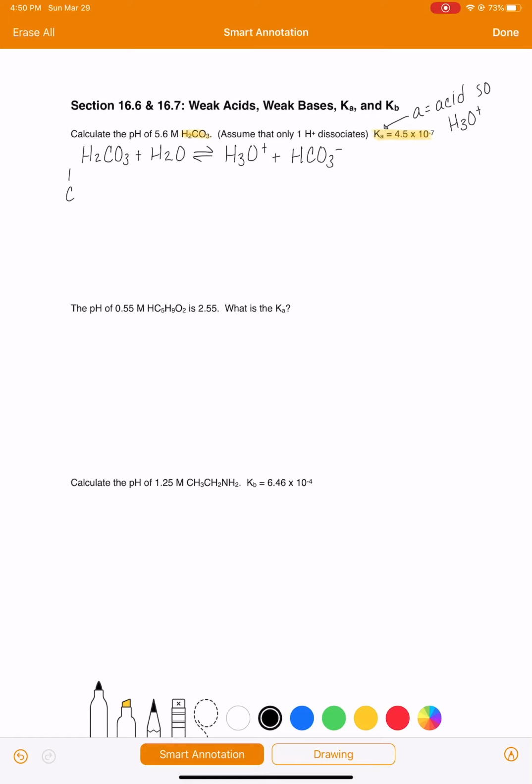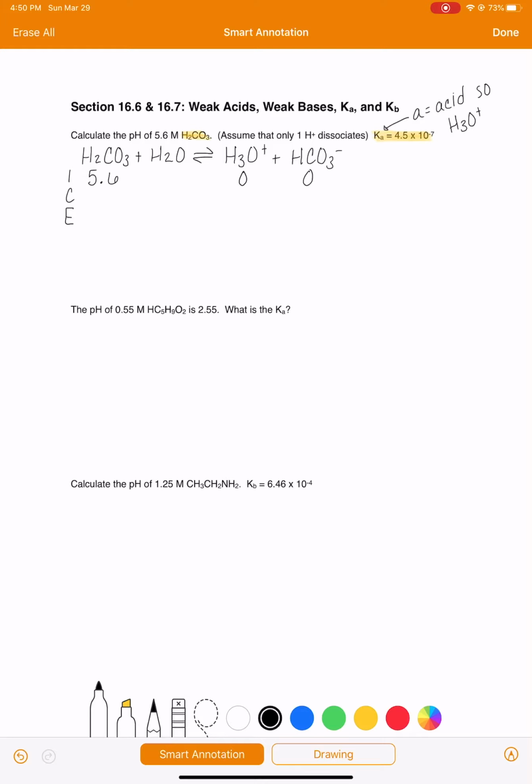Step 2, we need to make an ICE table. We're looking at the initial amount of H2CO3. The problem tells us that initially we have 5.6 molar, and initially we don't have any products at all, and we're not going to worry about water at all in this problem. This is a weak acid, so we don't know how much of it reacts. Some of it reacts, but we don't know how much, so we're going to say minus x. Looking at the stoichiometry in the balanced equation, everything is 1 to 1 to 1.